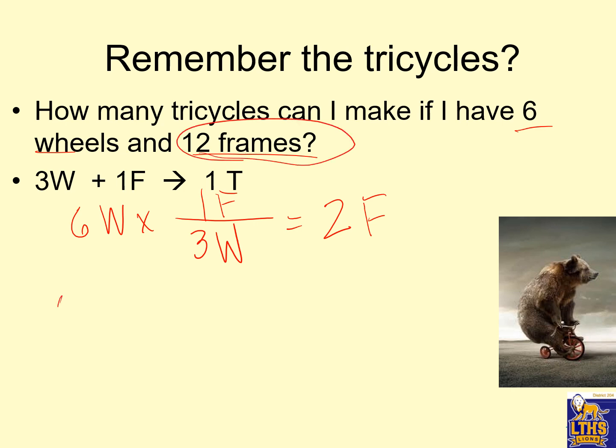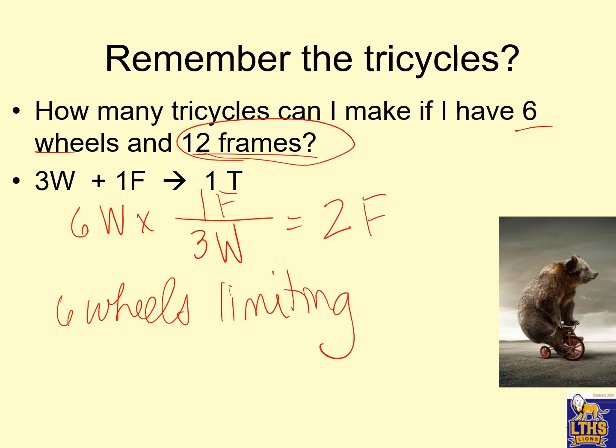That means that the 6 wheels are the limiting reactant. They limit how many tricycles we get. 6 wheels are the limiting reactant because we'll use up the 6 wheels and only use up 2 frames, and then we have 10 frames left over. So the limiting reactant is the wheels, and the 12 frames is the excess reactant. All right, so what's a theoretical yield?